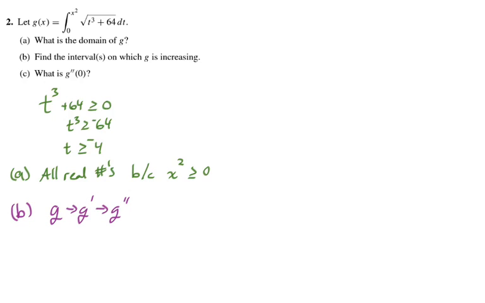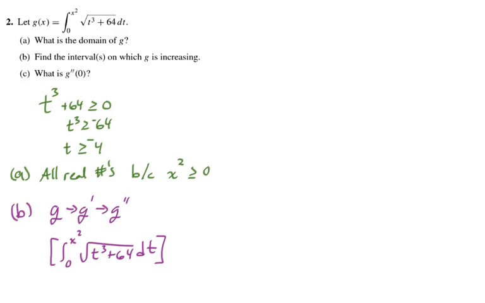So what I want to do here is take the derivative of G. When I take the derivative of G, something really neat happens. We could use the fundamental theorem of calculus part 2. And the fundamental theorem of calculus part 2 says that when we take the derivative of an integral, the integral essentially just goes away. So we have t to the third plus 64, square root of that, and dt.